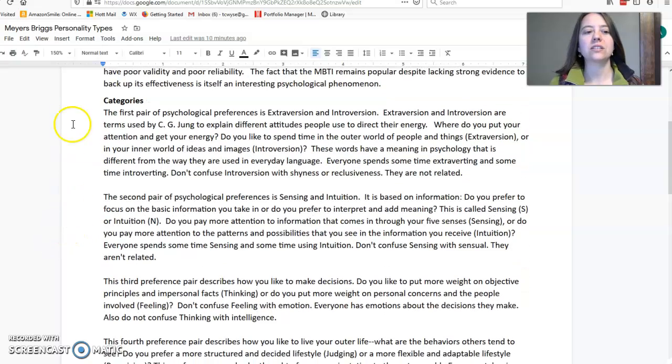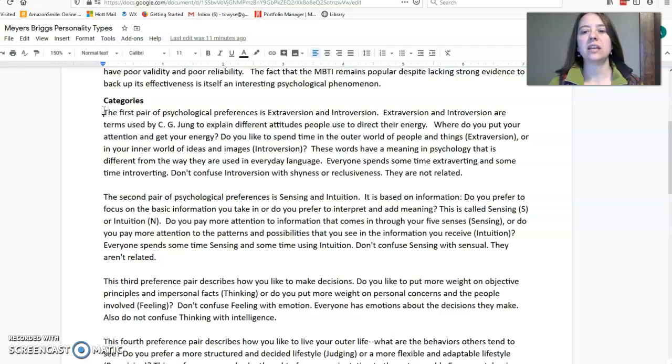So categories. The first pair of psychological preferences is extroversion versus introversion. Extroversion and introversion are terms used by C.G. Jung to explain different attitudes people use to direct their energy. Where do you put your attention and where do you get your energy? Do you like to spend time in the outer world of people and things, extroversion, or in your inner world of ideas and images, introversion?